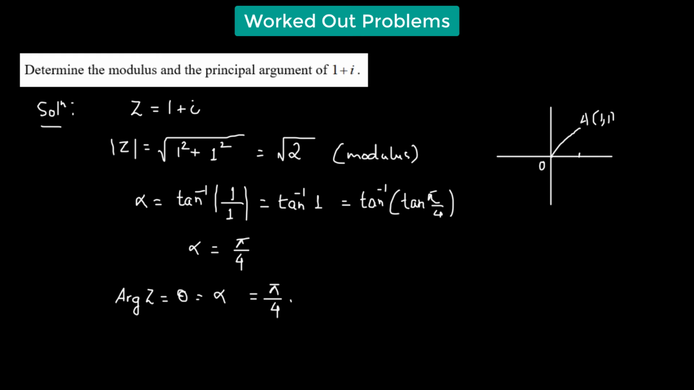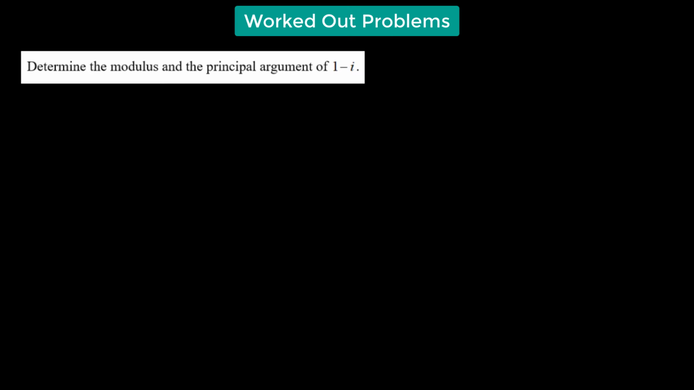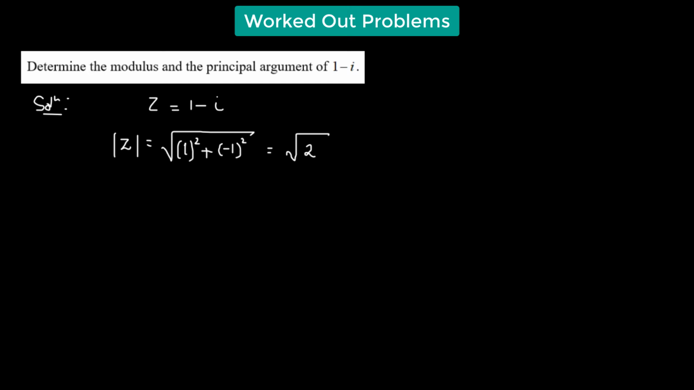Let's move on to the next question. So we have the complex number 1 minus i. Let us consider that our complex number z is 1 minus i. We have to find its modulus. The modulus of our complex number z will be simply equal to the square root of our real part squared, added to the square of the imaginary part, which is -1, and that will give us the square root of 2. So this will be our modulus.